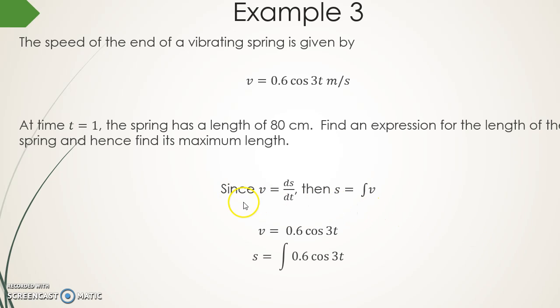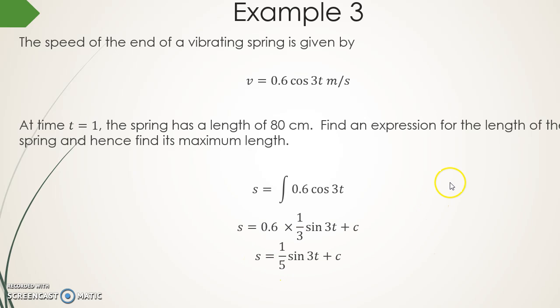Like I said, since the velocity is the derivative of displacement, displacement is the integral of velocity. These are things you need to remember. So our velocity is 0.6 cos 3t, and our displacement is going to be the integral of that. Again, using the integral properties that we looked at in the previous video, 0.6 can come out in front of the integral, and when we do the integral we have 1/3 sine 3t plus c. So our expression for the displacement is 1/5 sine 3t plus that constant c.